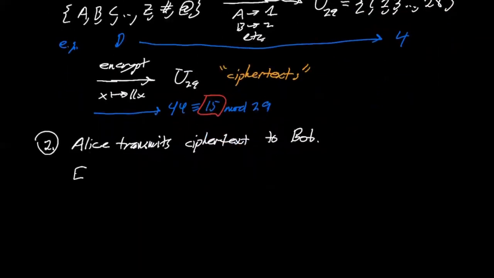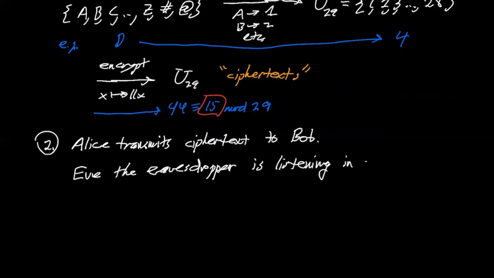Eve, the third character, Eve, the eavesdropper, is listening in on the line and can intercept the ciphertext. So she can get the ciphertext. Eve can see 15 getting transmitted. Okay.